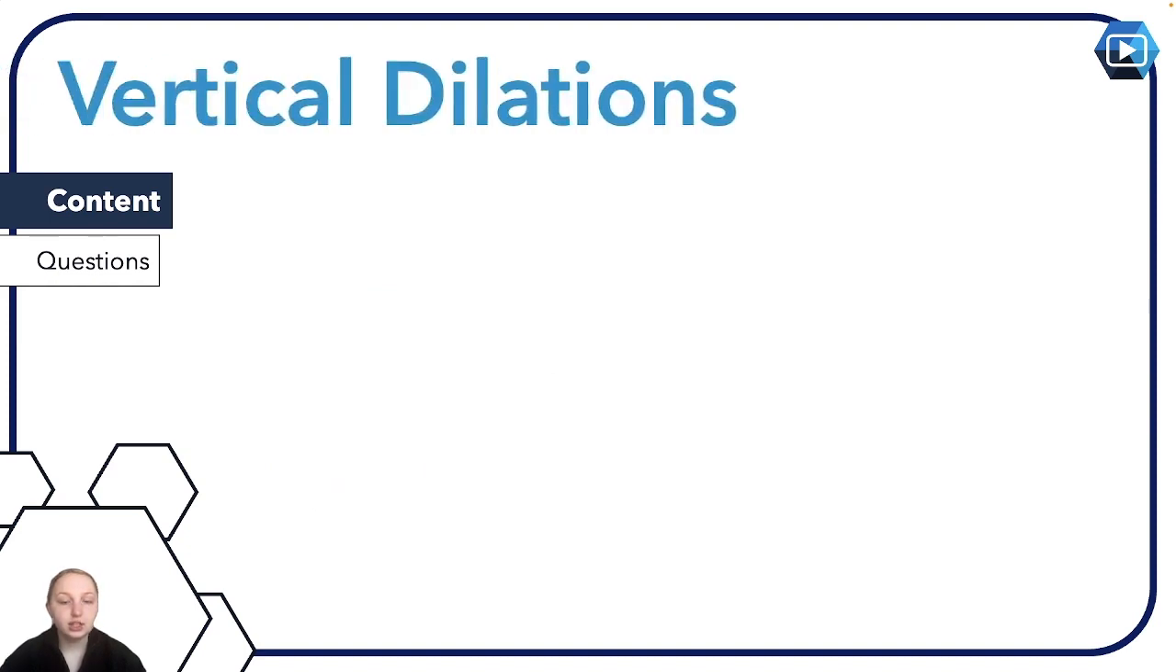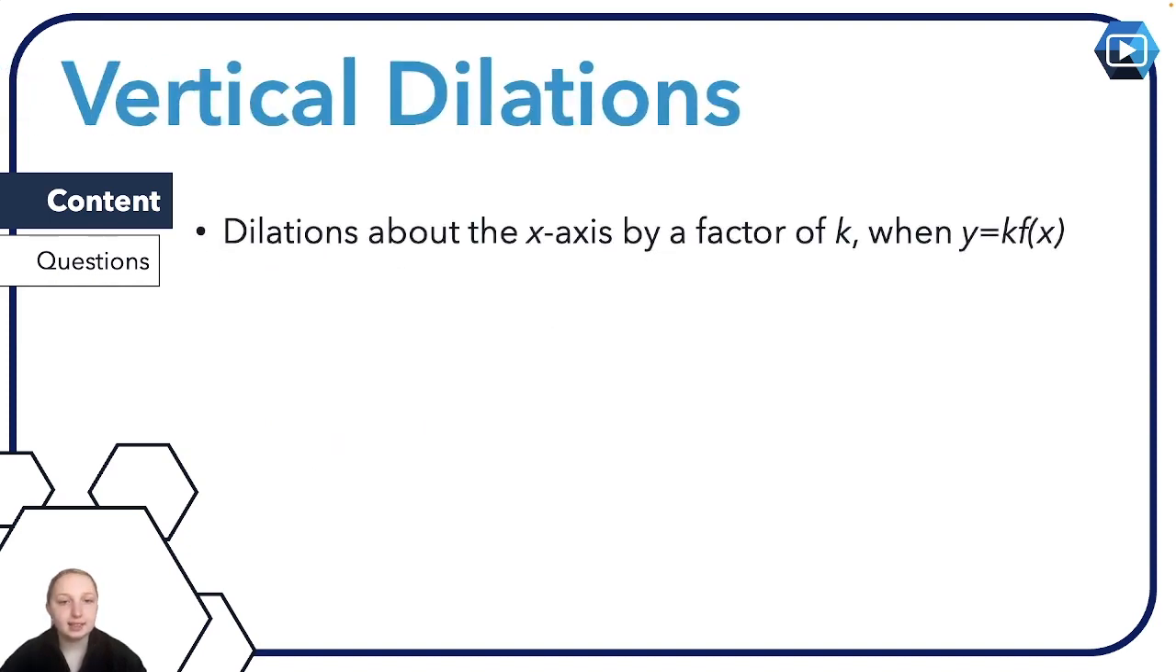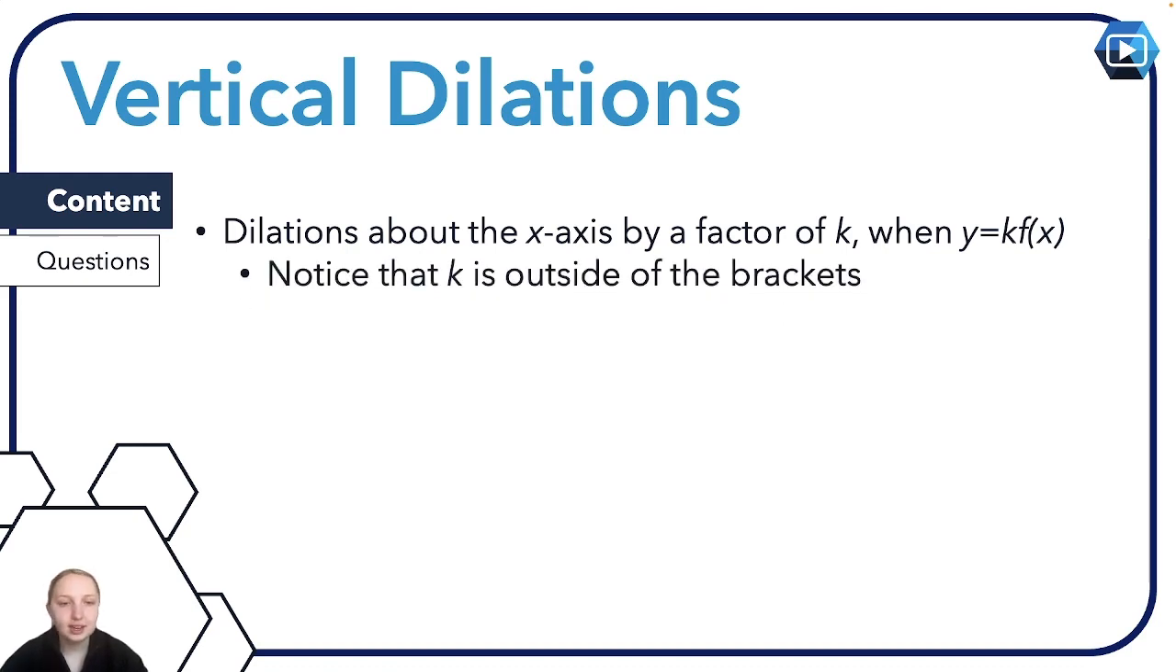Your vertical dilations are dilations about the x-axis by a factor of k when y equals k multiplied by f(x), simply written as y equals kf(x). You'll notice here that your k occurs outside the brackets. This is common, so for both vertical translations and vertical dilations, your scale factors, or what you're moving the graph by, both occur outside the brackets.